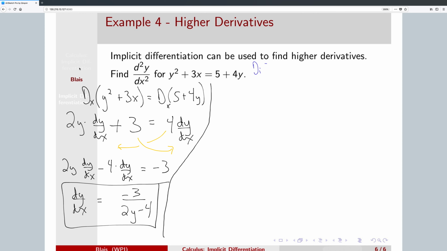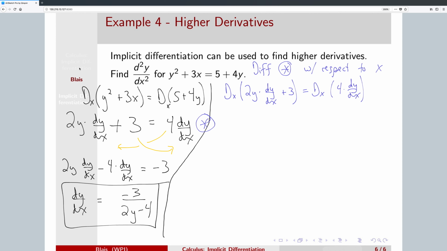So let's now differentiate, why don't we call it expression star, again with respect to x. So we have the derivative with respect to x of 2y times dy dx plus 3 equals the derivative with respect to x of 4 times dy dx. And we do the same kind of thing. We go through and differentiate each term.